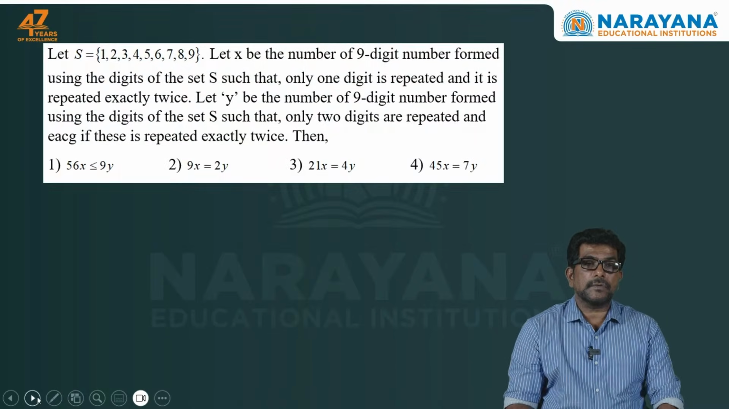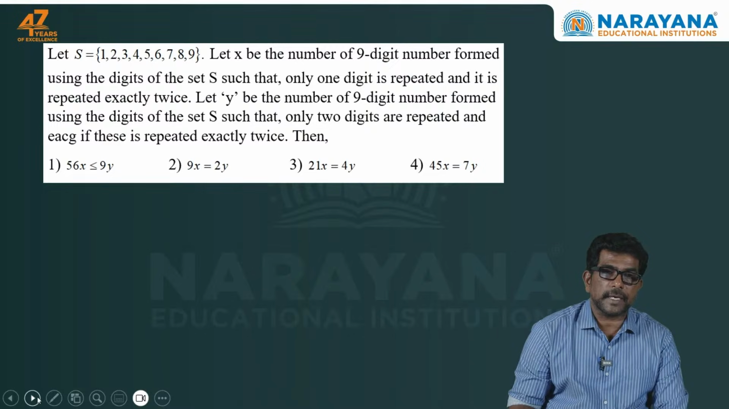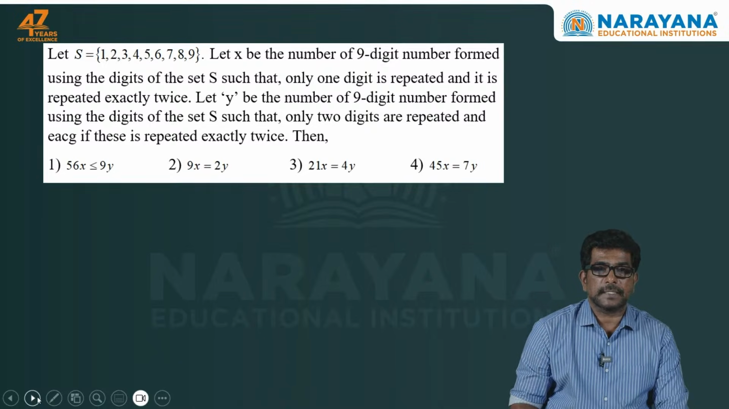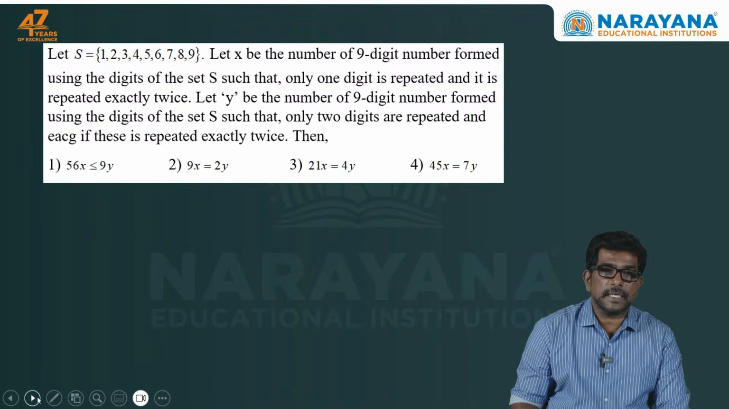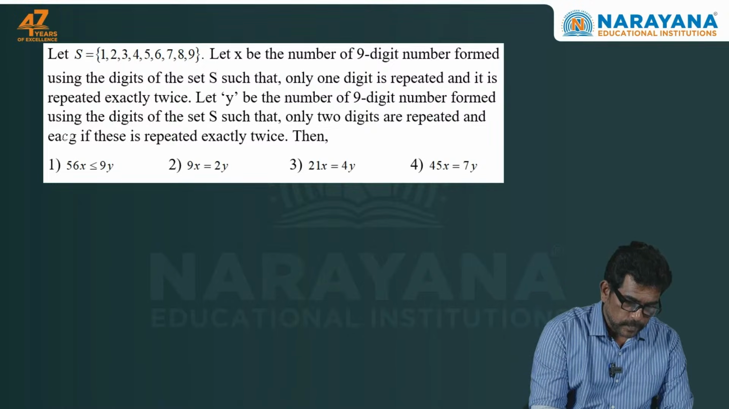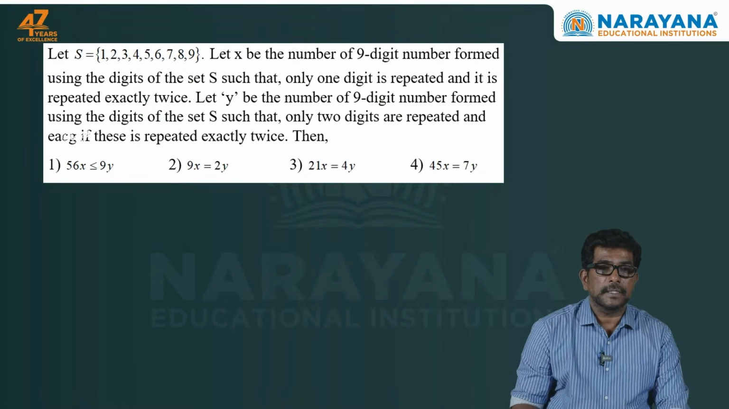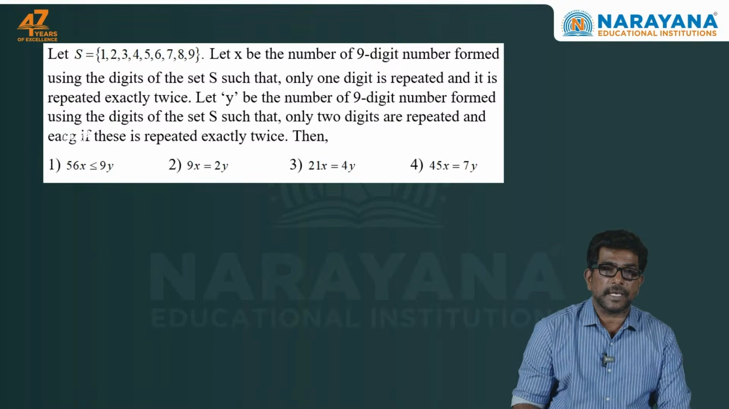Let S is equal to 1, 2, 3, 4, 5, 6, 7, 8, 9. Let small x be the number of 9-digit numbers formed by using the digits of the set S such that only one digit is repeated and it is repeated exactly twice. Let y be the number of 9-digit numbers formed by using the digits of the set S such that only 2 digits are repeated, and each of these repeated exactly twice. Then the relationship between X and Y they are asking.